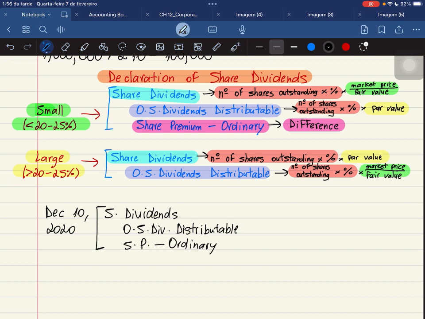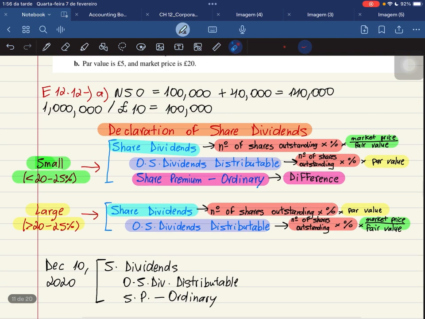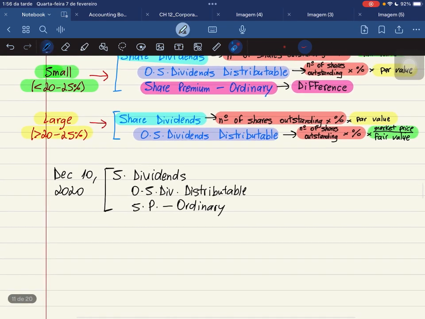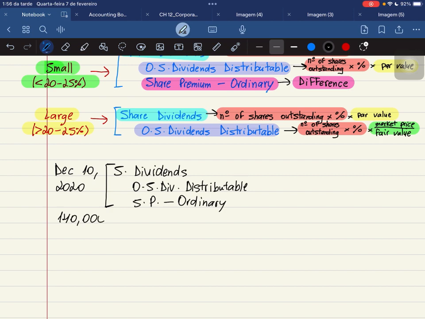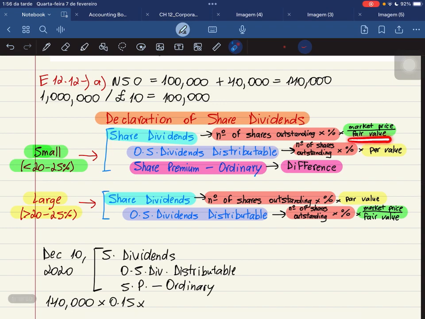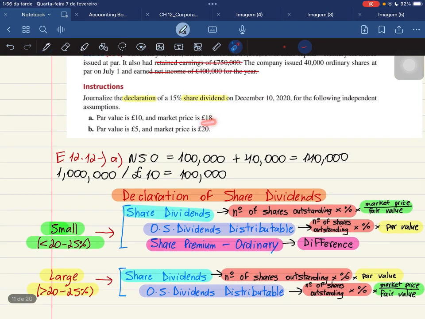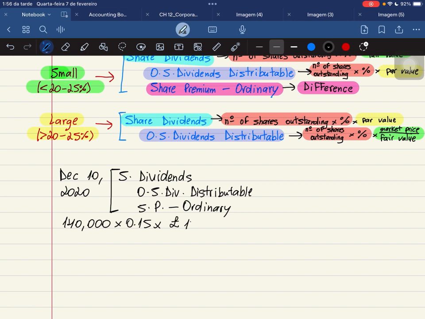Okay, so for the share dividends, that is going to be the number of shares outstanding times the percentage. So that is going to be this times the 15, right? Times what? This is a small dividend, so it's going to be times the market price or the fair value. For letter A, that is 18 pounds. Let me do that one more time. Okay, that gives us 378,000 for the share dividends amount.